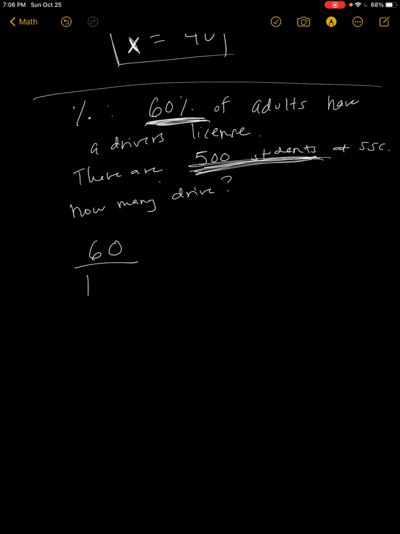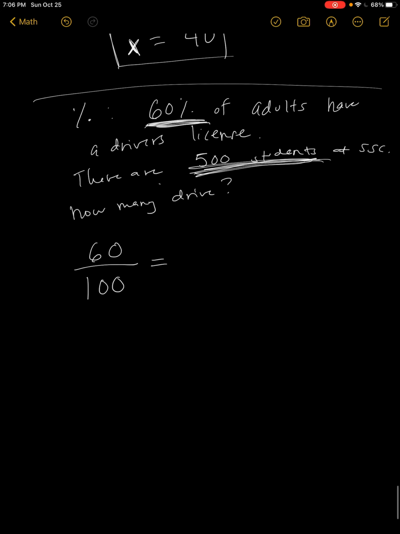right, so percentage is always out of 100, so we know that 60% means 60 out of 100. Okay, if you have 100%, that means all 500 students would drive, right? But we want to figure out what percentage of 500 students drive. So we have the total number of students. We don't know how many of them drive, but it should be equal to 60 over 100.